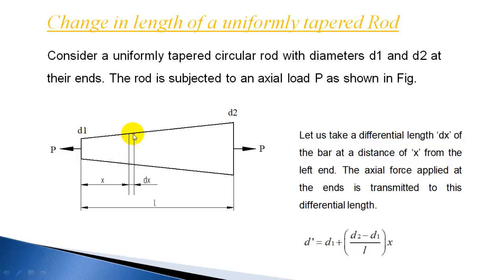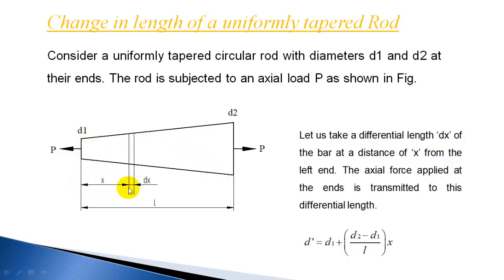So the diameter change in the differential length can be neglected, or the variation of area of cross section can be neglected, over this small length dx, and it can be treated as a bar of uniform cross section. You can find out the change in length in that small differential length. Then you can find the deformations in all differential lengths and sum up. That is, find the elongation in a small differential length, and then integrate. Integrating means finding the deformation in all such elements from the left end to the right end.